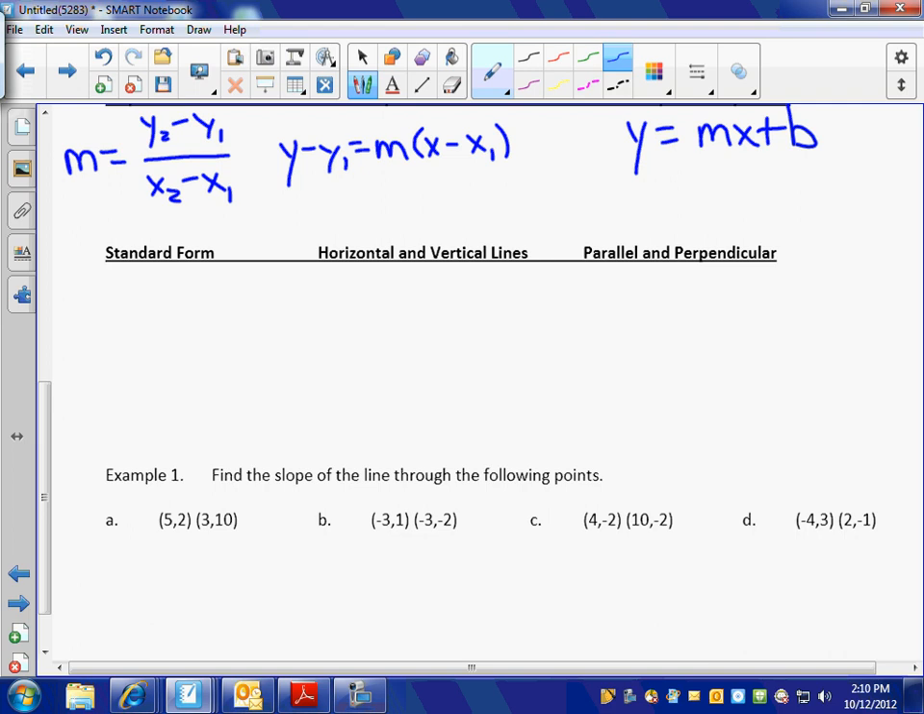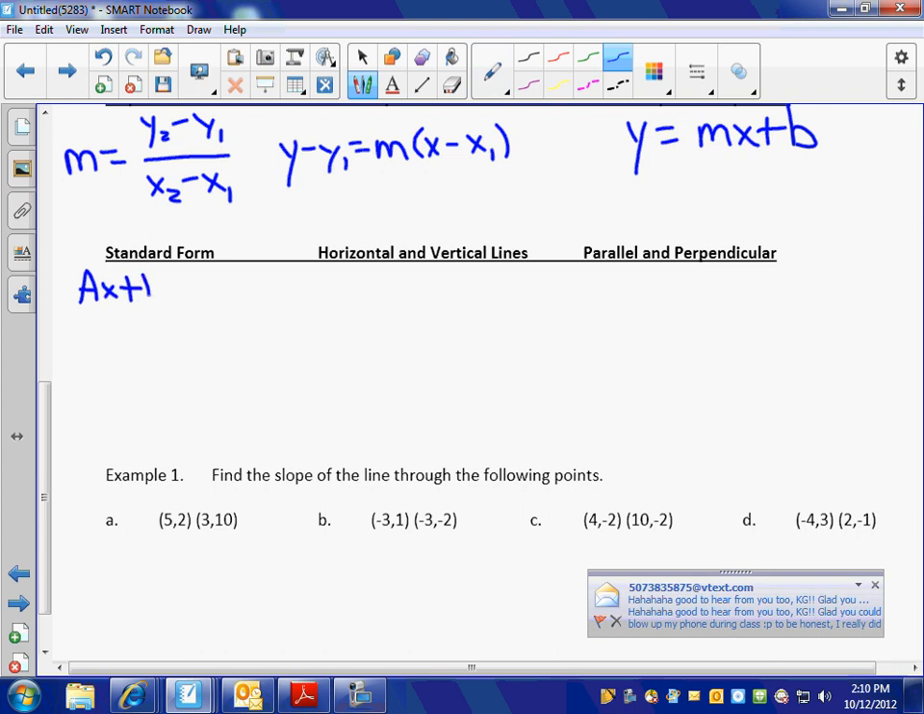All right, standard form. So we could go ax plus by.